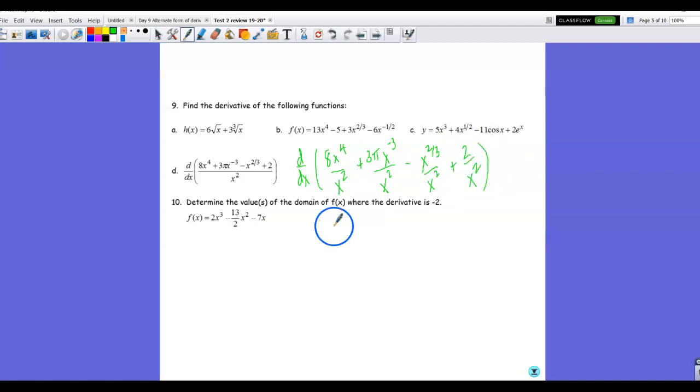This is really important that you can handle this. Now I'm still rewriting, so I'm going to reduce. When I reduce the powers in the first term, that becomes 8x squared. In the second term, the power of 2 in the denominator goes to the numerator and becomes 3 pi x to the negative 5.